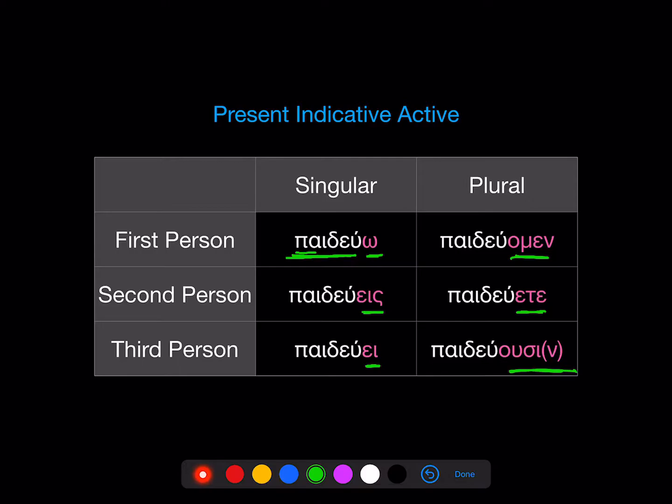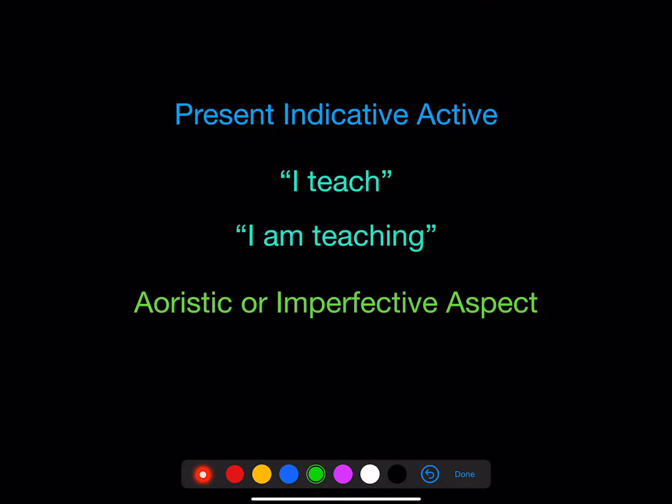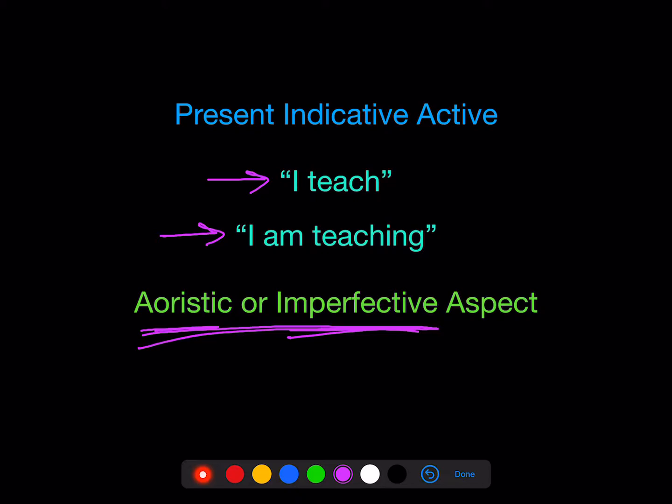So, paideuō, I teach or I am teaching. Paideueis, you teach or you are teaching. I teach, that's aoristic. I am teaching, imperfective. The present indicative active can have either aoristic or imperfective aspect. Both of those are good ways to translate paideuō.